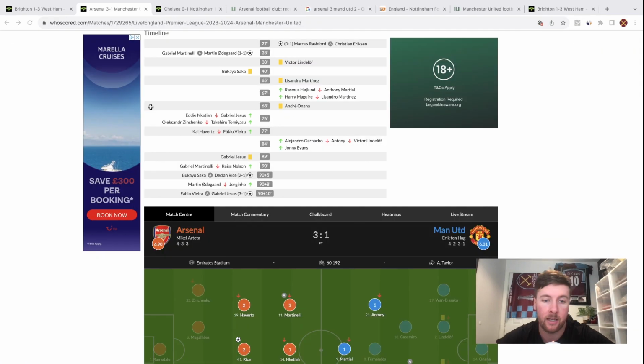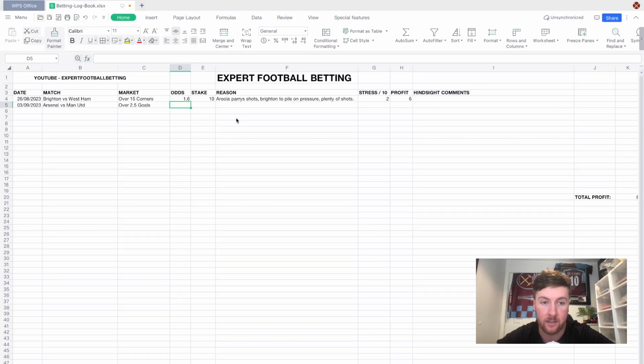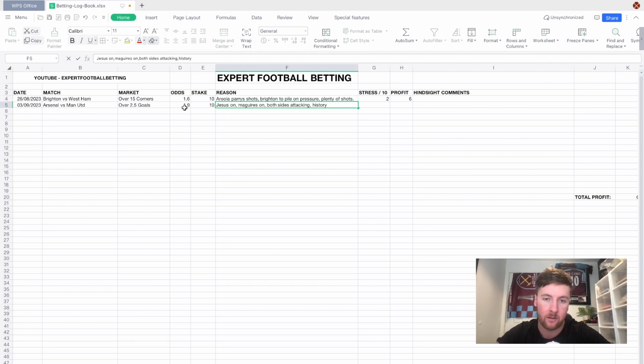Now, Jesus, he came on in the 76th minute. So for a goal to happen, I imagine it was about 1.9, I think. So the stake 10, reason: basically everything I just said then, but I'll just put in Jesus on, Maguire's on. Poor Maguire. Both sides attacking, history, lots of goals. Just keep it nice and short.